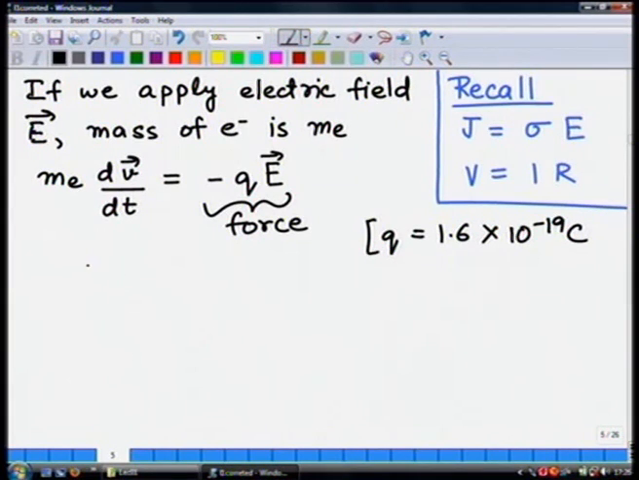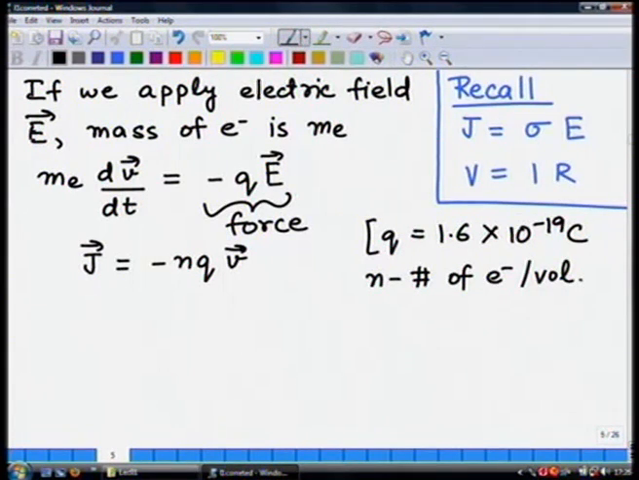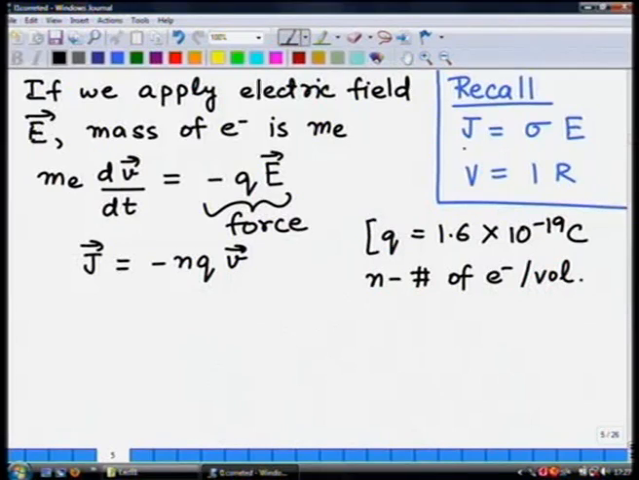Now let us look at the current density. The current density J, which is in amperes per meter squared, should be written as J = minus n q v, where n is the number of electrons per unit volume and q of course is the charge. So the current density is the number of electrons per unit volume multiplied by the charge and multiplied by the velocity. If I want to look at conductivity, then I need a relationship between J and E.